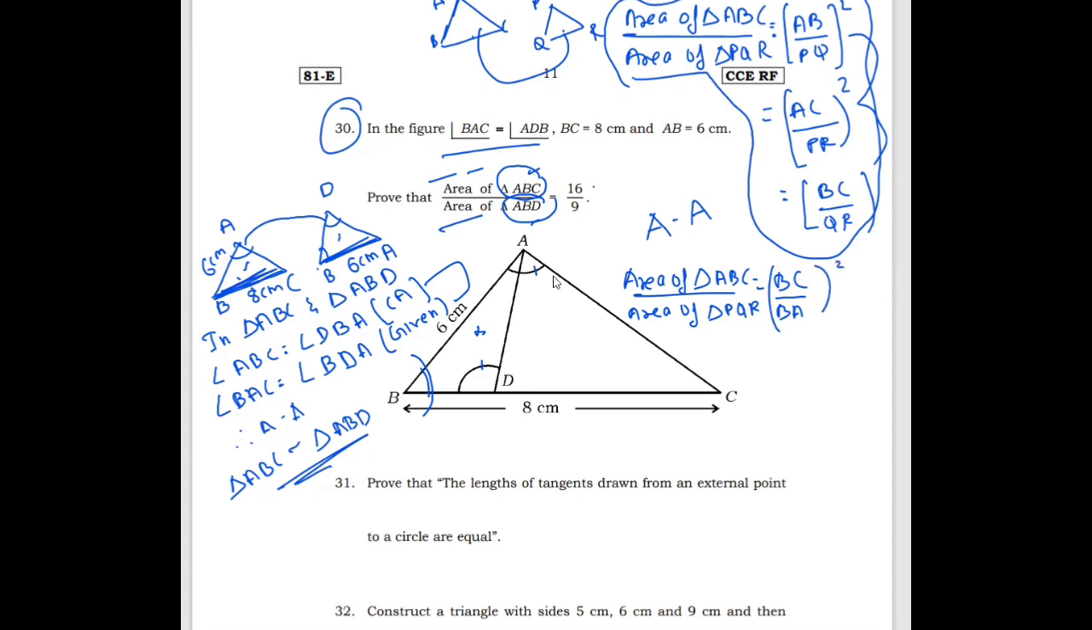I have to square, so I've written the square. Now I write the BC dimension: BC is 8, BA is 6, squared. Before I square, I can cancel them off: it is 4 over 3, since 2 is common and both are halved. Now if you see, 4 by 3 whole square: 4 squared is 16, 3 squared is 9. So the area of triangle ABC is equal to 16 and the area of the other triangle is 9, therefore this is proved. This is a very important concept.